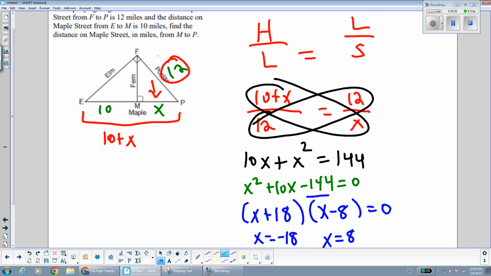But we're talking about a real world object. We're talking about streets in the question. And if we had negative street lengths, distances, that wouldn't make any sense. So we reject the negative, and the distance that we're looking for is 8.